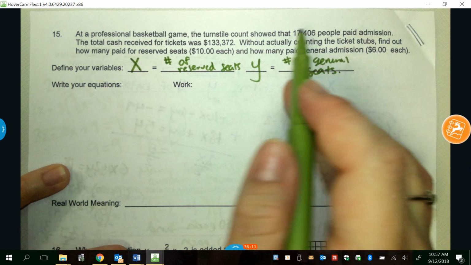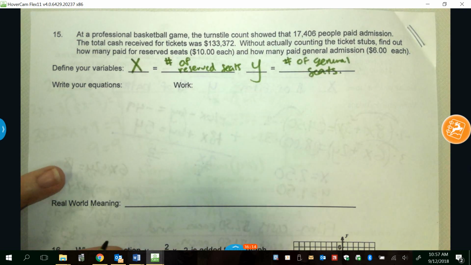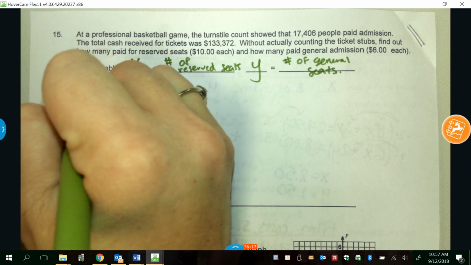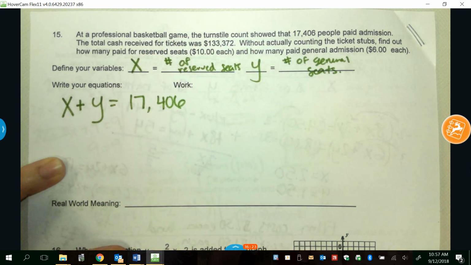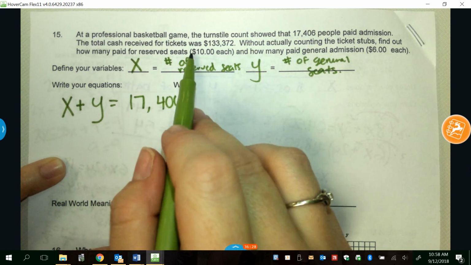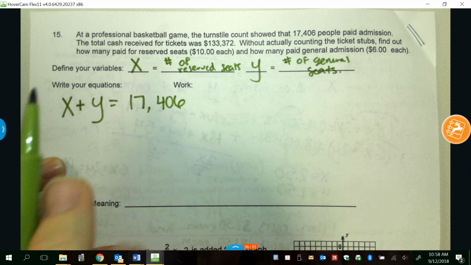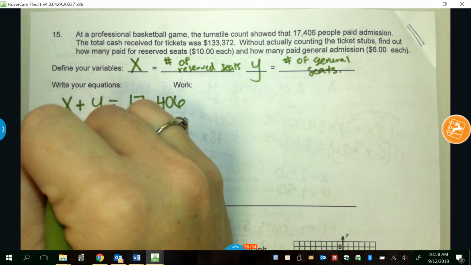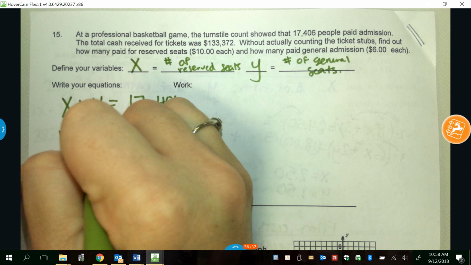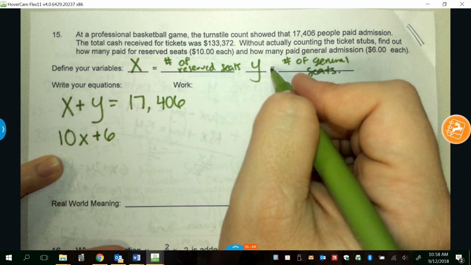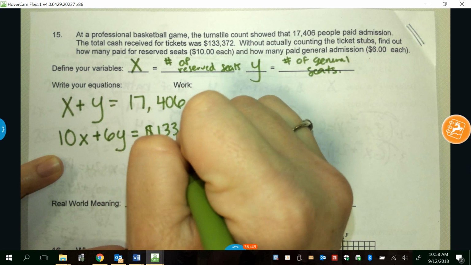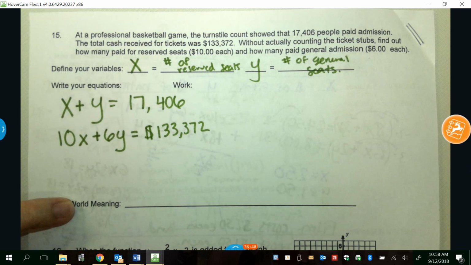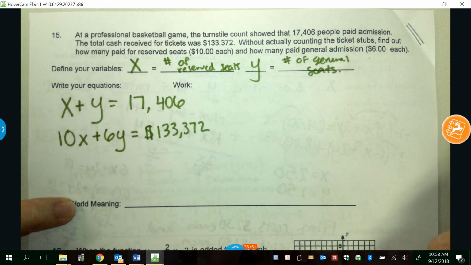So it says that they sold a total of 17,406. So the number of tickets for reserved and the number of tickets for general admission was a total of 17,406. Now we're going to look at money, because money goes with money. So $10 per reserve seat plus $6 per general admission seat equals a total of $133,372. So how do you want to solve this?